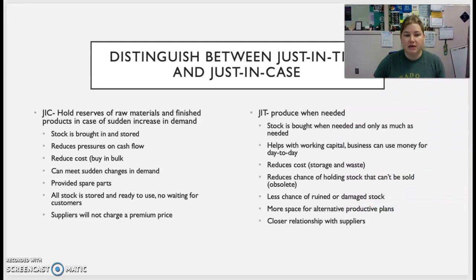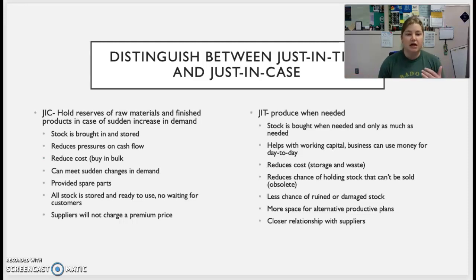So between just-in-time and just-in-case, we've talked a little bit about them back in 5.3. Just-in-case holds reserves of raw materials and finished products just in case of some kind of sudden demand. Obviously, that's why they call it just-in-case. Just-in-time produces as we need it. So it comes into the store right as we need it. It gets on the shelf, it goes off the shelf really, really fast.